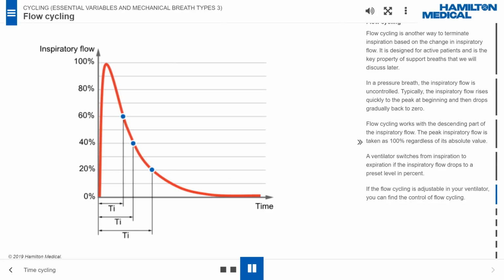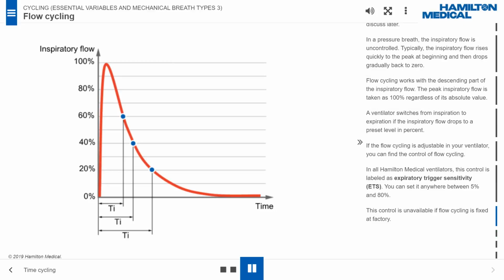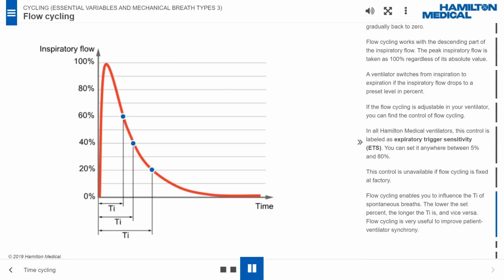If the flow cycling is adjustable in your ventilator, you can find the control of flow cycling. In all Hamilton Medical ventilators, this control is labeled as expiratory trigger sensitivity, ETS. You can set it anywhere between 5% and 80%. This control is unavailable if flow cycling is fixed at the factory. Flow cycling enables you to influence the Ti of spontaneous breaths. The lower the set percent, the longer the Ti is, and vice versa. Flow cycling is very useful to improve patient-ventilator synchrony.